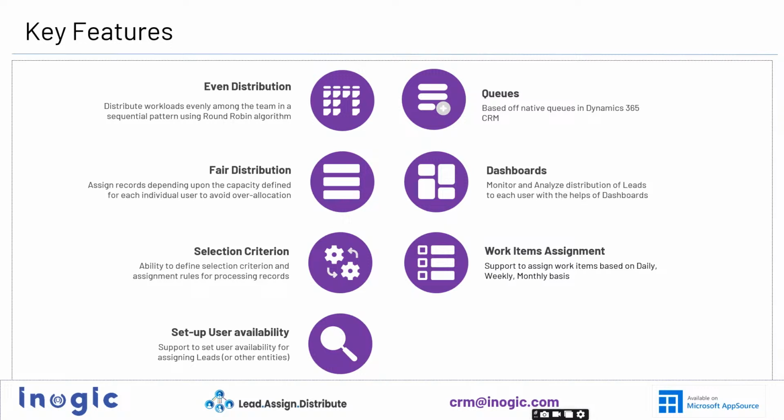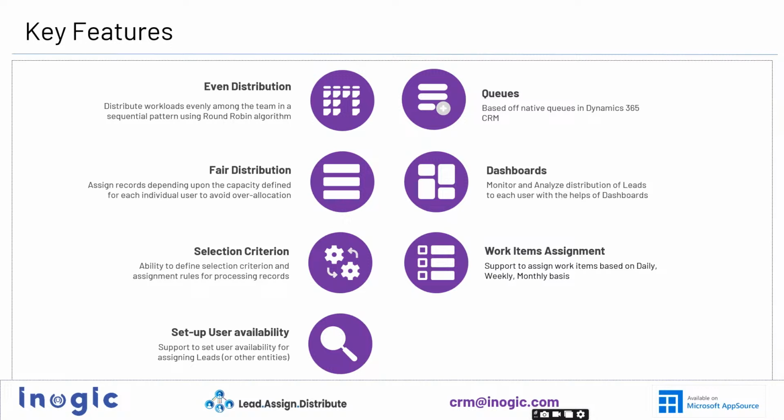Some of the key features that the lead assignment and distribution automation has to offer. The first one is the even distribution, in which the records, the leads are assigned to the resources in a sequential and circular pattern using the round robin algorithm. Don't worry about the algorithm. I will be explaining the algorithm that lead assignment and distribution automation supports very shortly. Next is the fair distribution. In fair distribution, the records are assigned to the resources based on the available capacity of the resources.